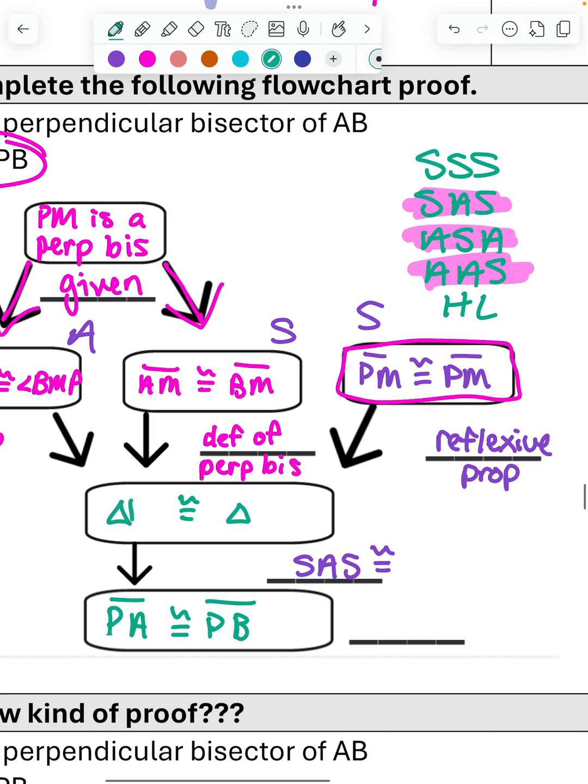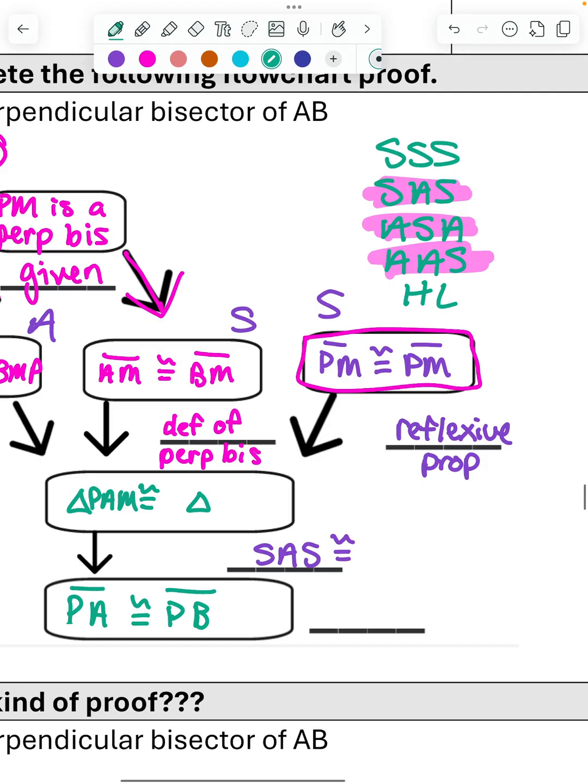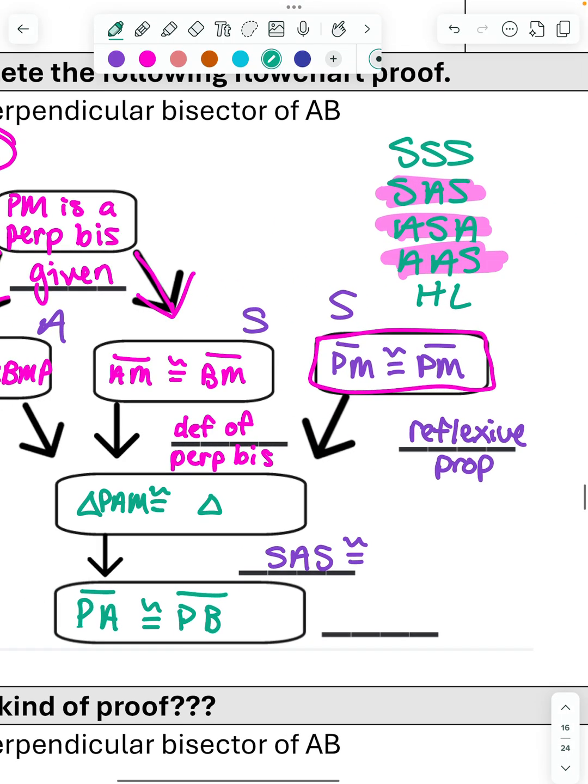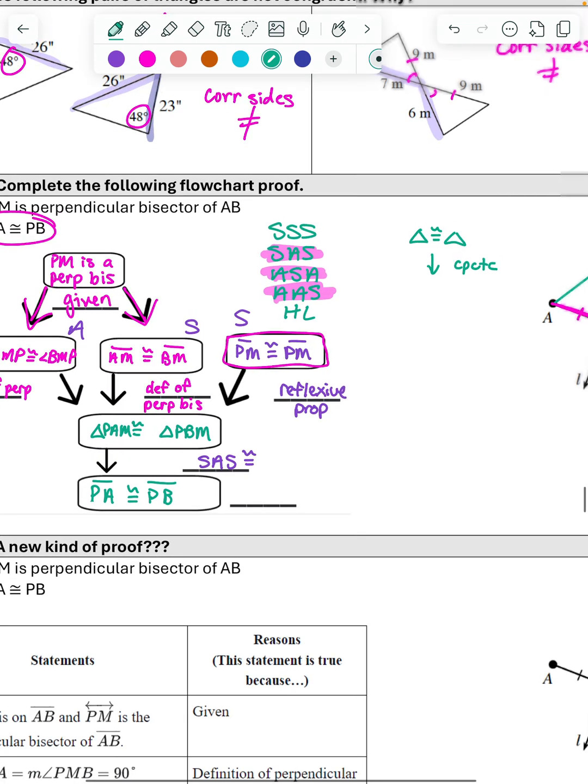I'm going to call the first one PAM. So therefore, I have to call the second one PBM. And now, because I've said the triangles are congruent, this is where I get to use CPCTC. It's just like saying if the left side of my face is congruent to the right side of my face, I'm allowed to say that my left eyeball is congruent to my right eyeball.